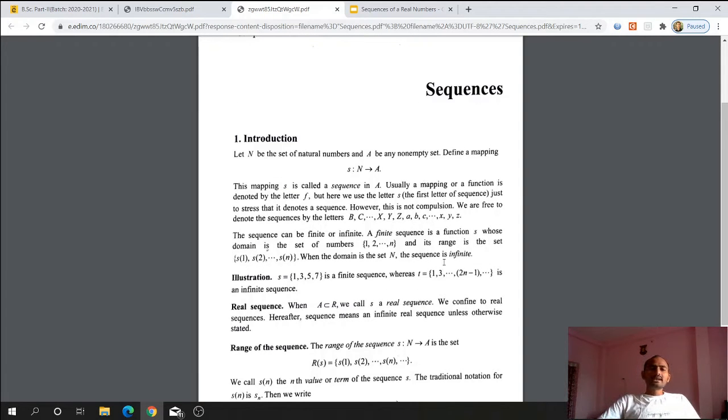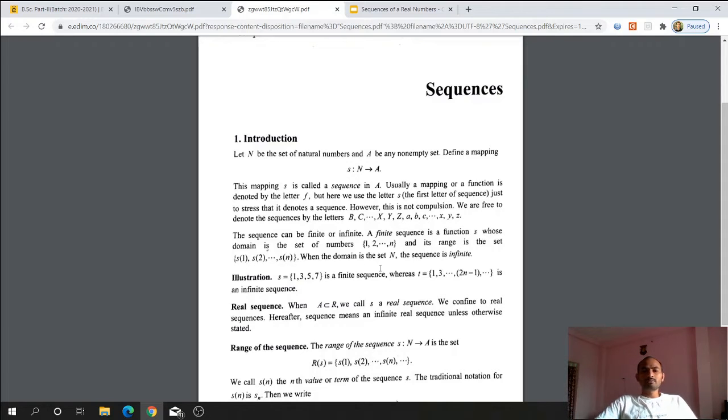Friends, the sequence can be finite or infinite. Here the set of natural numbers is an infinite set, so this sequence is an infinite sequence. But if the domain of this sequence S is finite, then this sequence S is called a finite sequence.